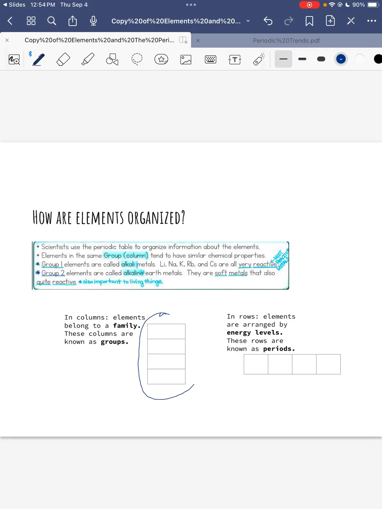So any column on the periodic table is called a group, and any row on the periodic table is called a period. And these groups and periods tell us certain characteristics about the element that we'll get into more in the next video on periodicity. But for now, we'll go through some of the most famous groups that we call families, like, again, the noble gases.